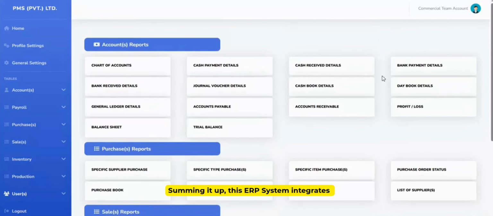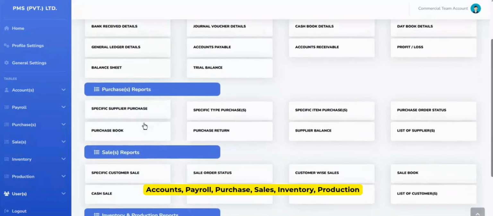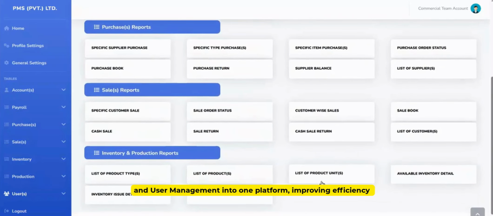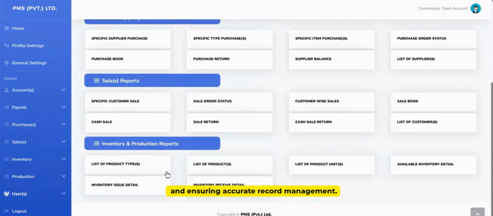Summing it up, this ERP system integrates accounts, payroll, purchase, sales, inventory, production, and user management into one platform, improving efficiency and ensuring accurate record management.